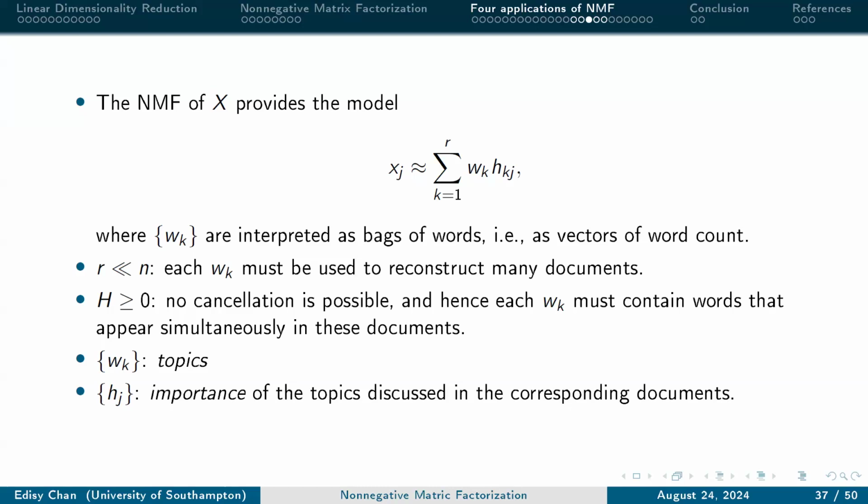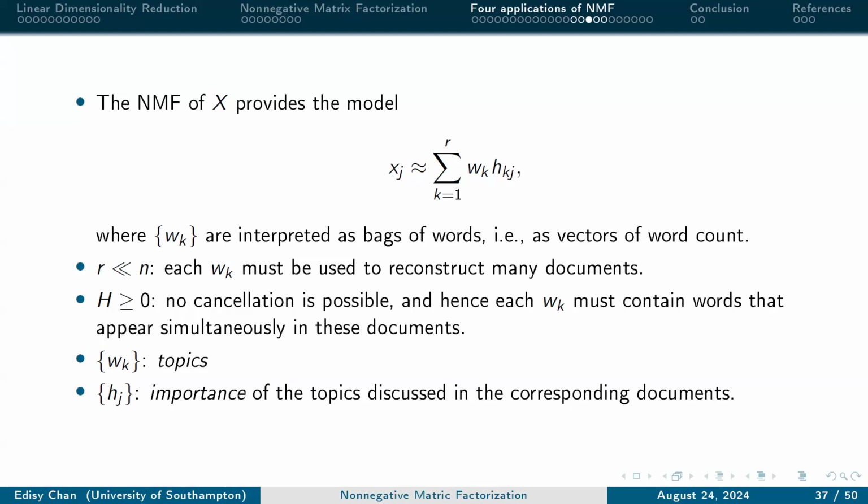Also, because it's non-negative, no cancellation is possible. So each WK will contain the words that appear simultaneously in many different kinds of documents. This is why we call them the topics. So we extract the topics out of those documents in this way.